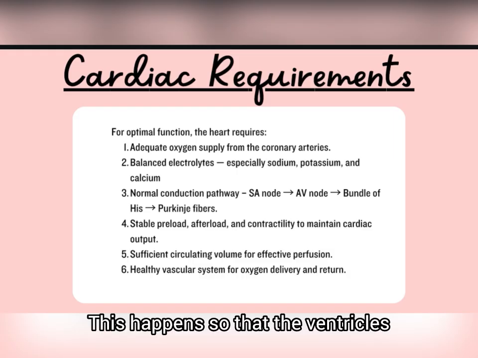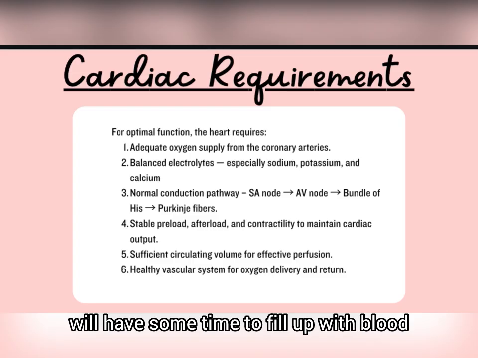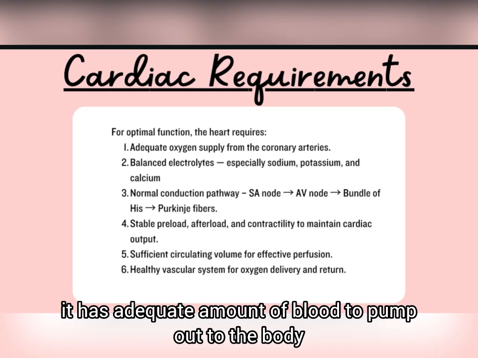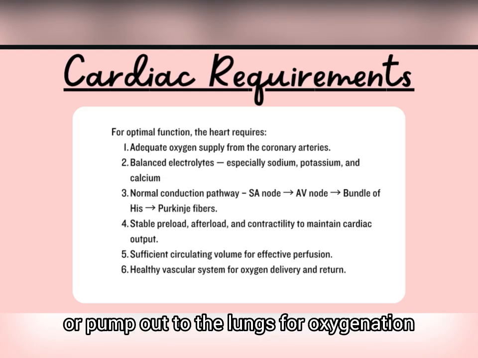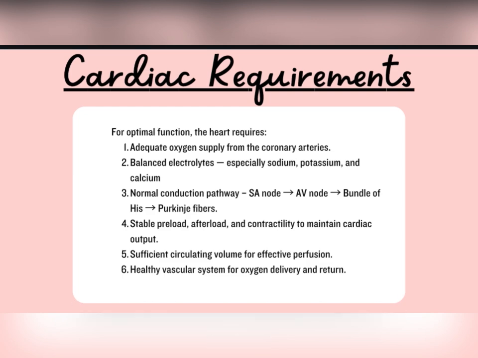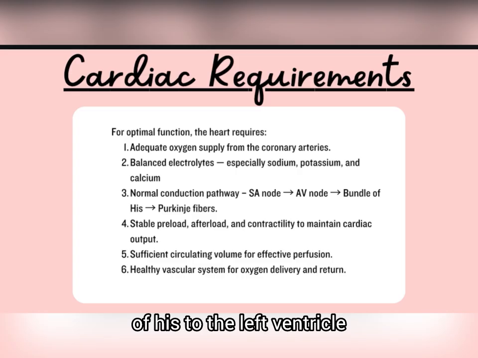This happens so that the ventricles will have some time to fill up with blood before it contracts, so that when it contracts, it has adequate amount of blood to pump out to the body or pump out to the lungs for oxygenation. The electrical impulse travels from the bundle of His to the left and right bundle branches. So these branches extend from the bundle of His to the left ventricle and then to the right ventricle.